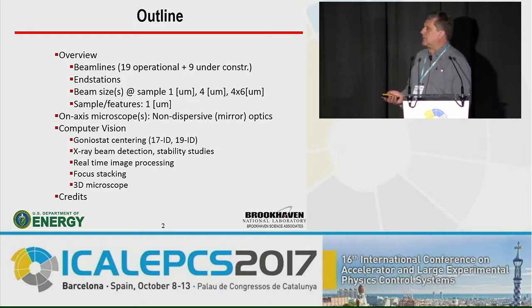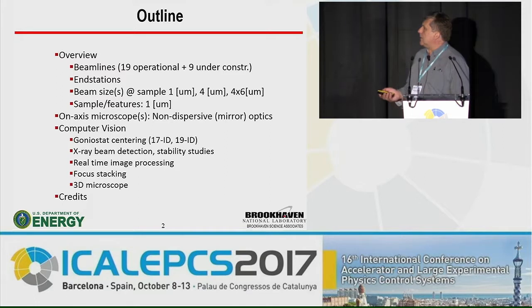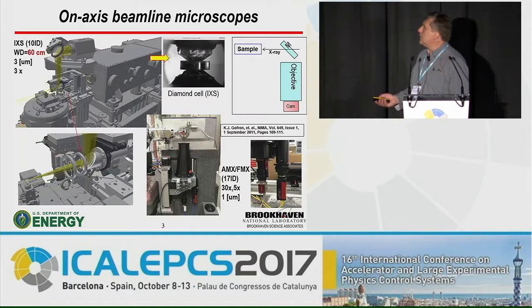What I'm particularly interested in is the non-dispersive microscopes to allow imaging not only in a visible spectrum. And then I'll discuss briefly, or actually quite a bit, about computer vision, including the 3D microscope that we've been working on. The concept of on-axis microscope consists of folding the objective away from the particle beam with the aid of a mirror that contains a hole to pass the X-rays through.